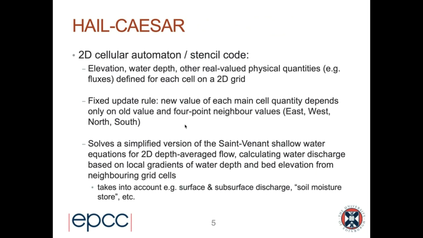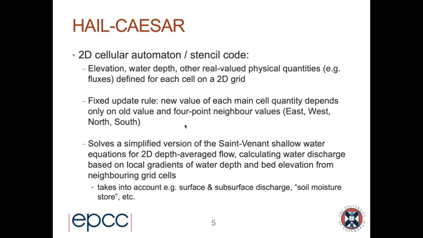So to say a bit more about Hail-Caesar and to see what our starting point is for what we actually want to parallelize: Hail-Caesar is essentially a grid, a 2D cellular automaton model, and it's essentially a stencil code, of which there are very common in HPC. What that means is that we have a two-dimensional grid, and for each cell on the grid, we have the physical quantities that we care about defined, such as the elevation and the water depth at the very least, and other real-valued physical quantities, such as the water fluxes in and out of cells that are computed as part of the algorithm.